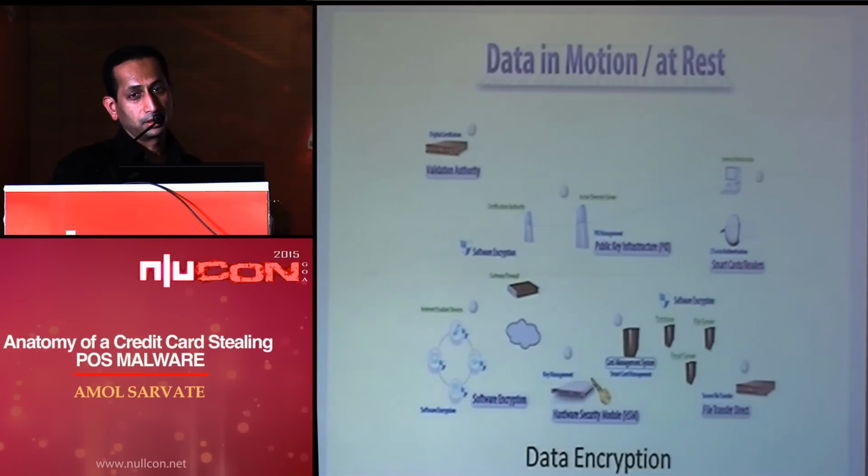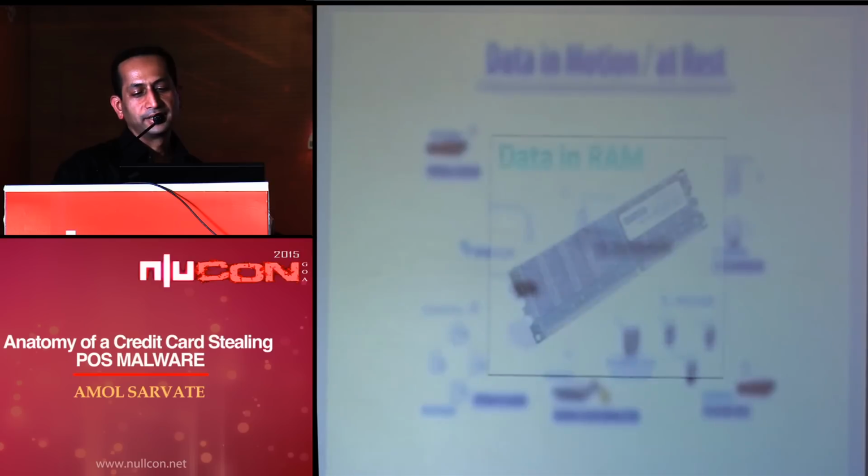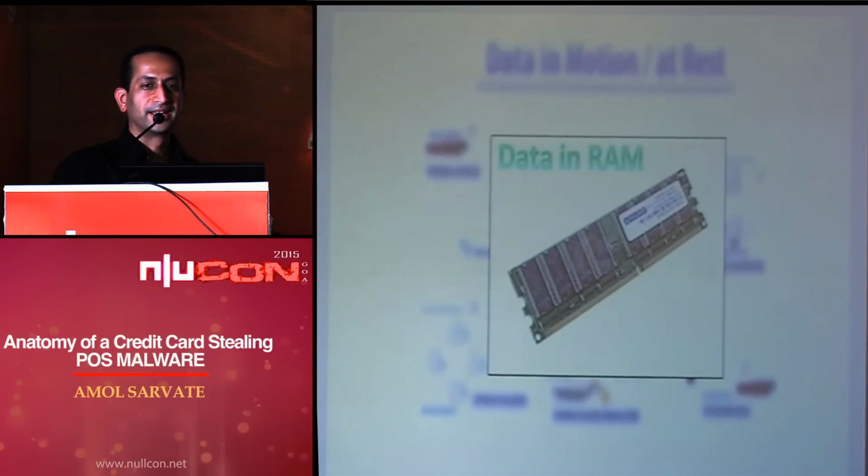So when you swipe the card, when the data is sent for authorization, it is encrypted with SSL, the supposedly unbreakable SSL, which was broken many times last year, but still. So data is basically encrypted when it is at rest, when it is stored somewhere, or when it is in motion. But data is still not encrypted in one place, which is in the RAM.